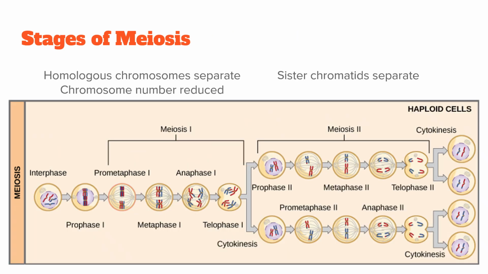Meiosis occurs in 2 rounds of division. In meiosis 1, homologous chromosomes pair up, exchange genetic material, and then separate into different cells, cutting the chromosome number in half. In meiosis 2, the sister chromatids of each chromosome separate, much like in mitosis. By the end, 4 haploid gametes are formed, each with a different genetic makeup.